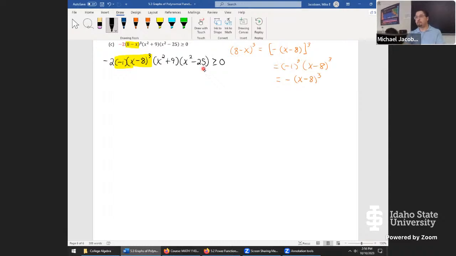So we should do one more step on this one. On the left, this is a +2 times x minus 8 cubed, times x squared plus 9, and for x squared minus 25, so split as x plus 5 times x minus 5. And the whole thing is greater than or equal to 0. So that's what we'll be solving on this problem here. Well, any questions, folks, with fixing the original inequality?